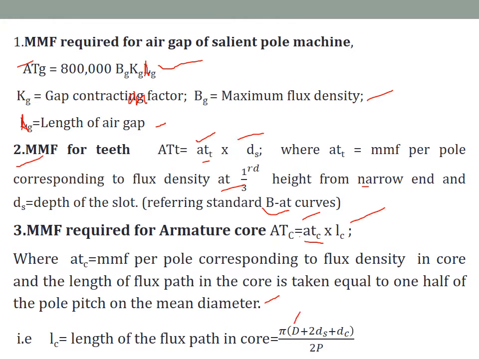After that, d_s below, d_s on top, d_c by 2 on top, d_c by 2 below, divided by 2p. L_c can be found using this equation. Substitute here. Corresponding to the flux density in the core, we see what the AT_c, ampere turns per meter, is. This is in meters, this is ampere turns per meter, the meters get cancelled, and you will get finally the total ampere turns.